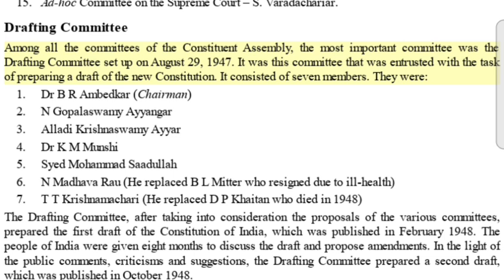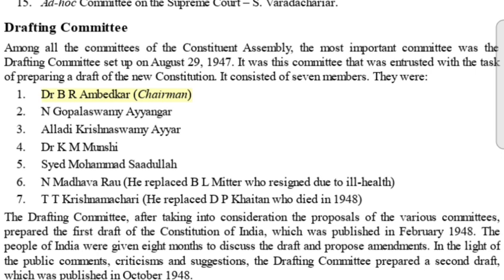Drafting Committee. Among all the committees of the Constituent Assembly, the most important committee was the Drafting Committee set up on August 29, 1947. It was this committee that was entrusted with the task of preparing a draft of the new constitution. It consisted of 7 members.